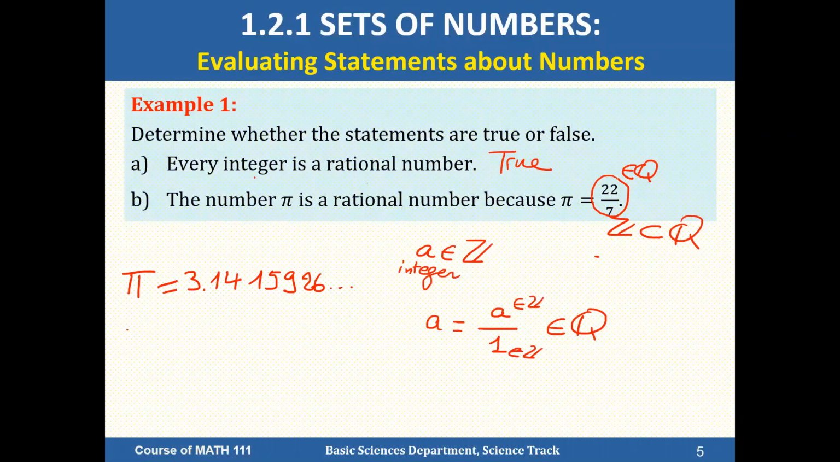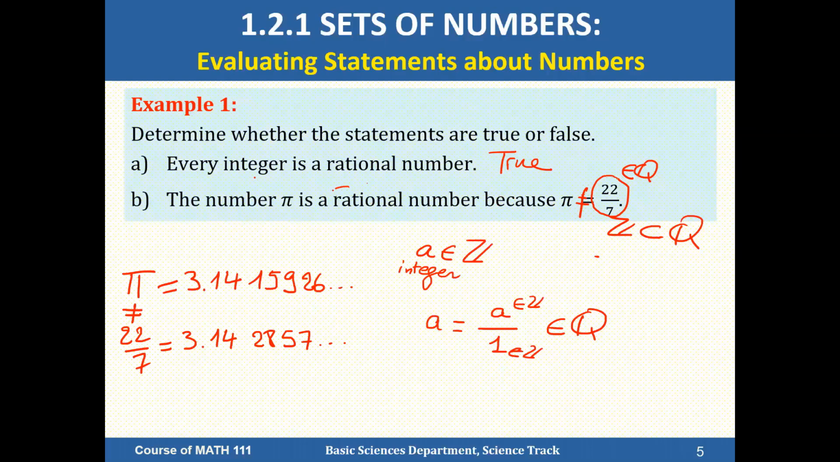Whether the value calculated for 22 over 7 is 3.142857 and so on. So we can see clearly that pi is definitely not equal to 22 over 7. 22 over 7 is just an approximation of pi. So this is false. Pi is not equal to 22 over 7.